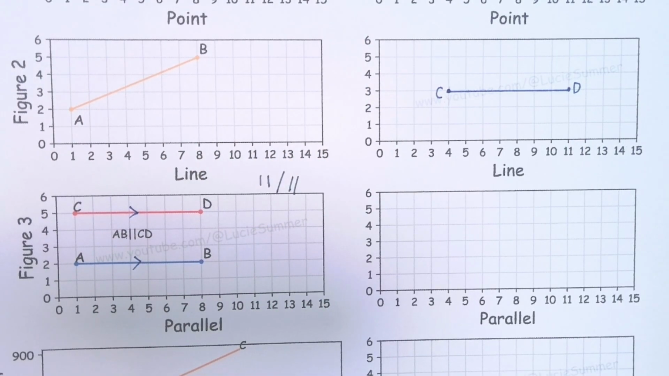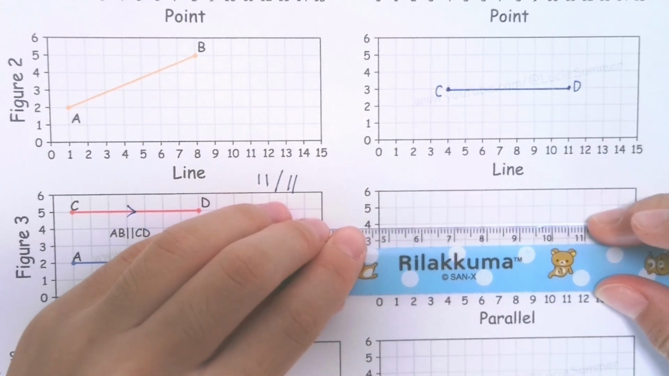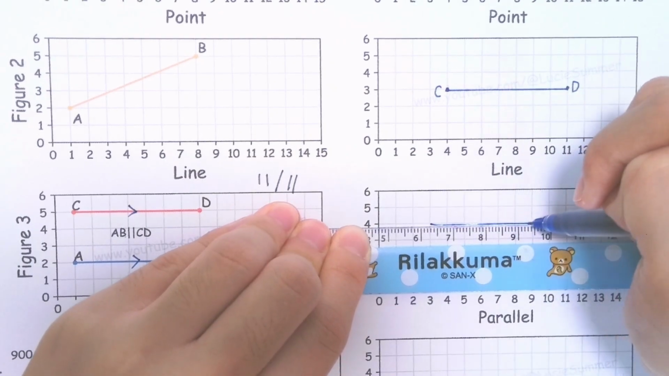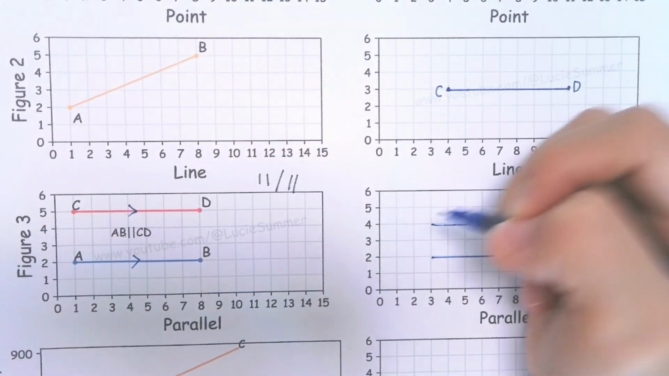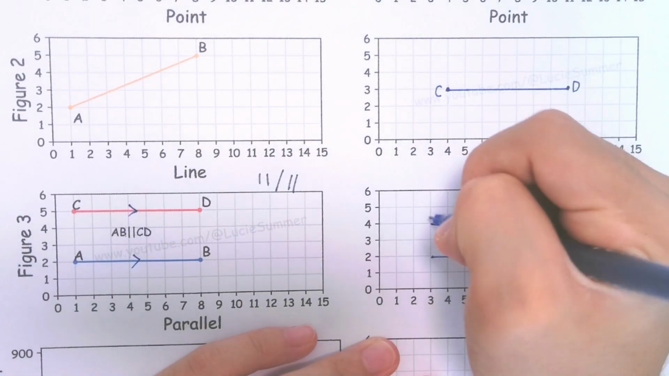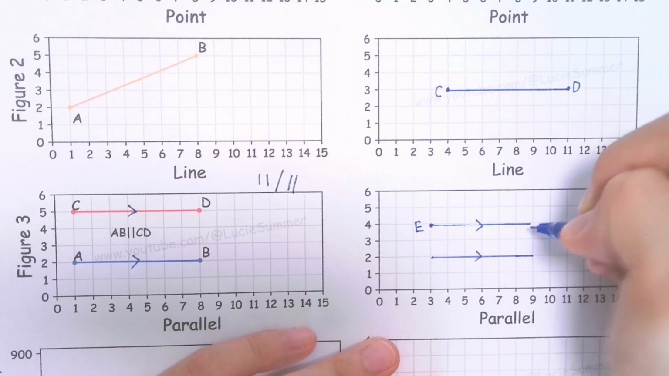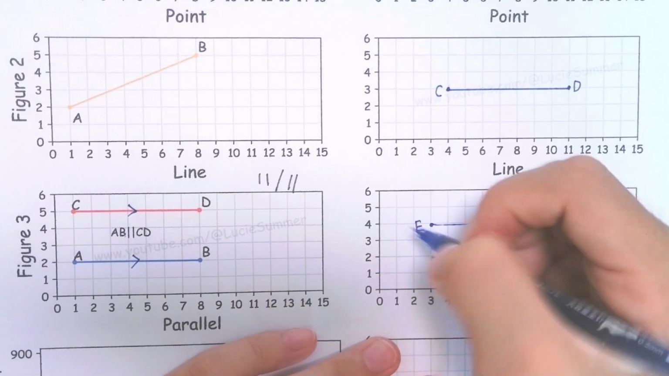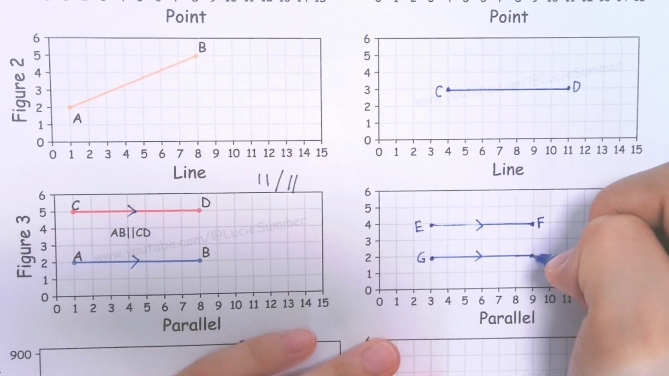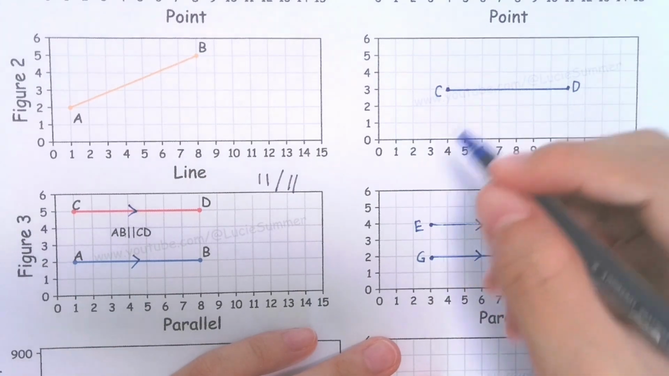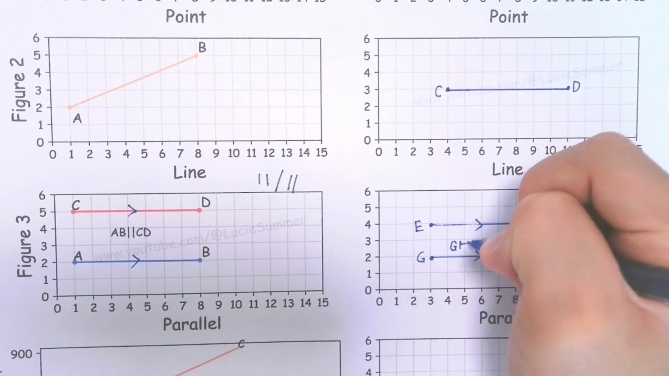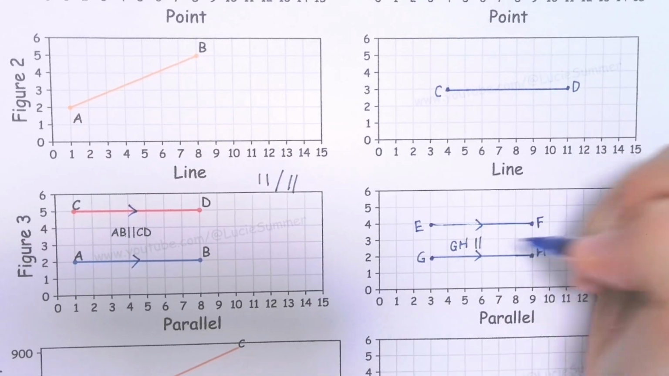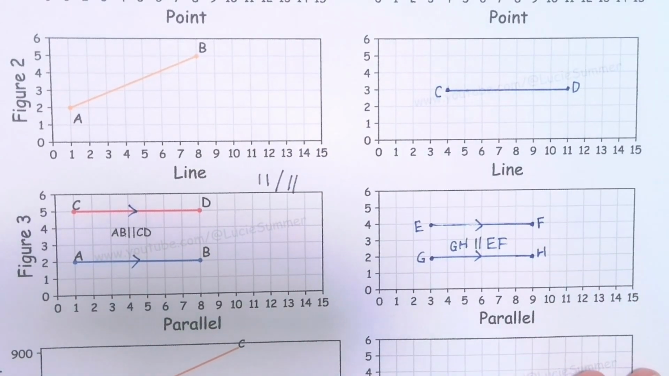Now I am going to draw a pair of parallel lines. Like this. This is point E. This is point F. This is point G. And this is point H. Now, I'm going to write this symbol as well. GH parallel EF. Now we're done with figure 3. Let's continue on figure 4.